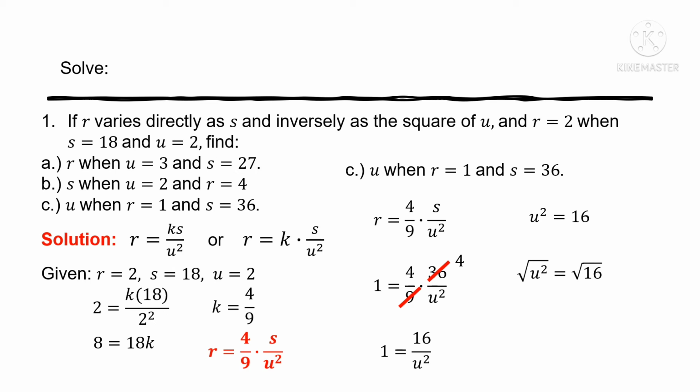So, the square root of u squared equals the square root of 16. The square root of u squared is u, and the square root of 16 is positive negative 4. Kaya ang value natin ay u equals 4 and u equals negative 4. So, dalawa yung computed value natin. So, dalawa yung sagot. U equals 4 and u equals negative 4. So, yan yung sa letter C.